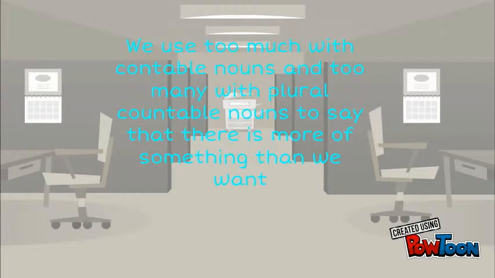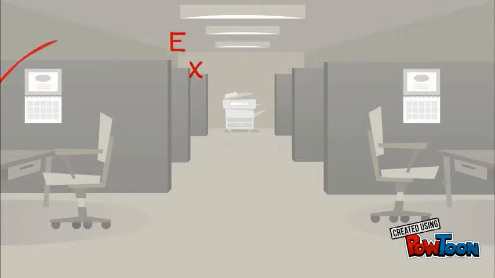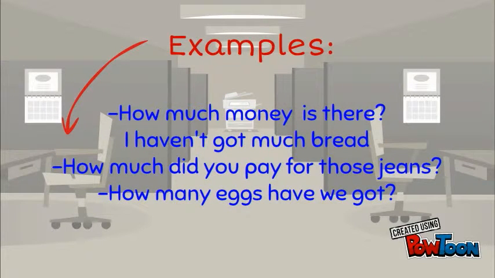We use too much with uncountable nouns and too many with plural countable nouns to say that there is more of something than we want. Examples, how many students are there? And I haven't got much water.